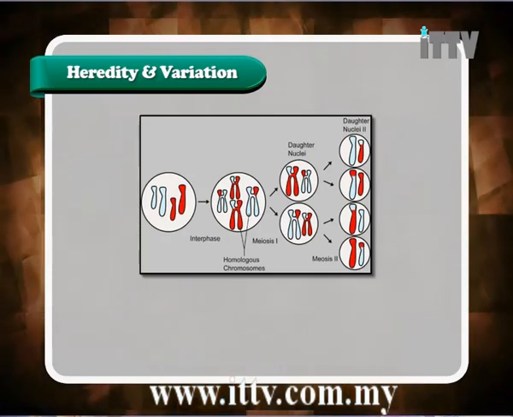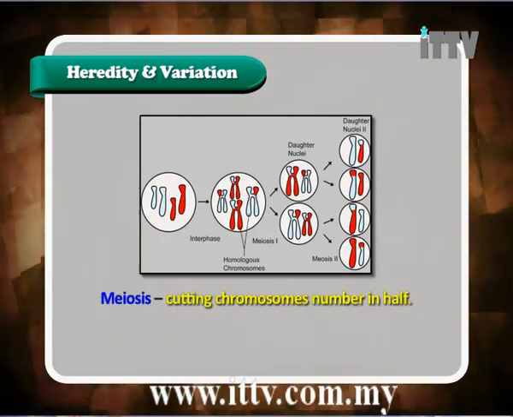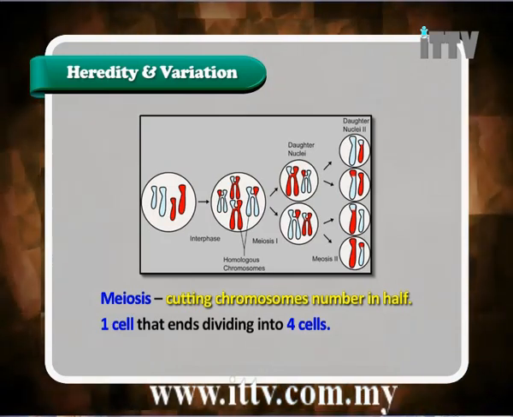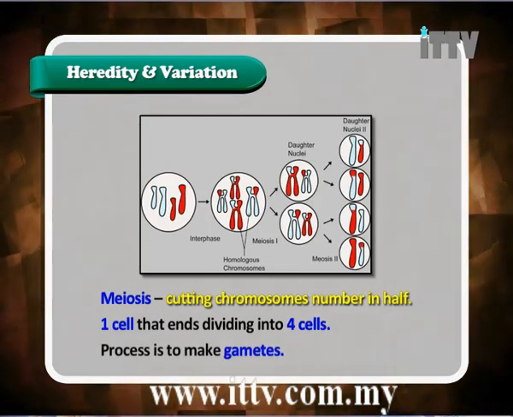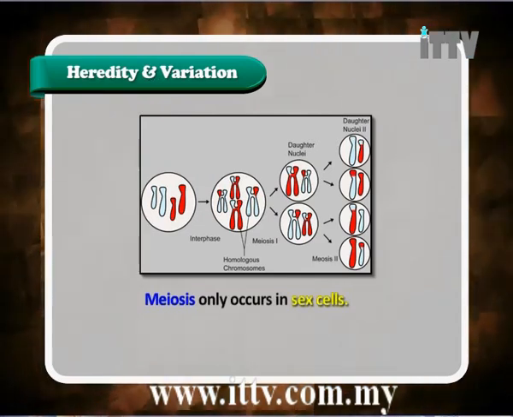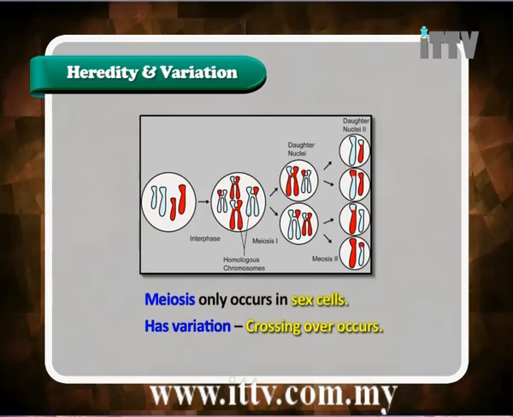So remember the key things. Meiosis, cutting chromosome number in half. One cell that ends up dividing into 4 cells. The process is to make gametes. It only occurs in sex cells. It has variation. Crossing over occurs.